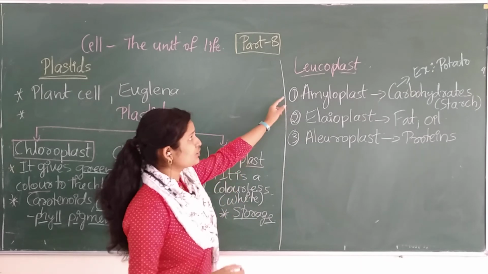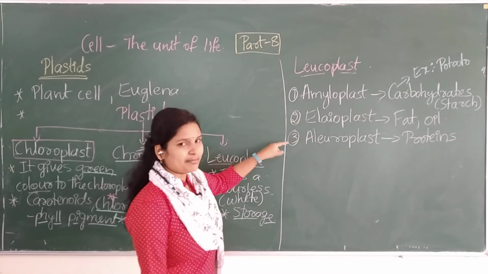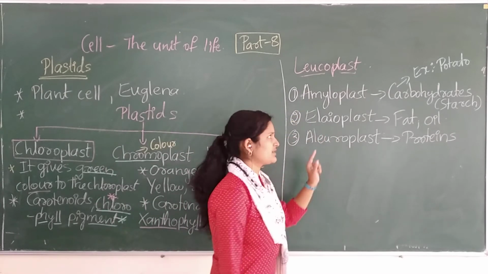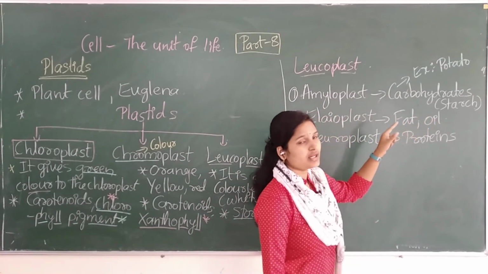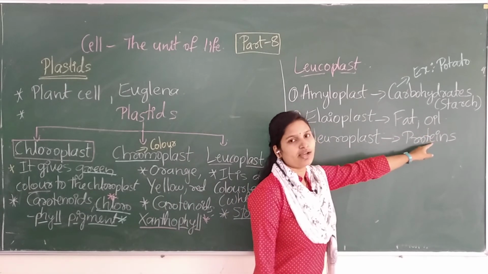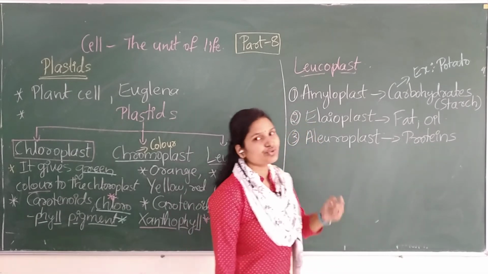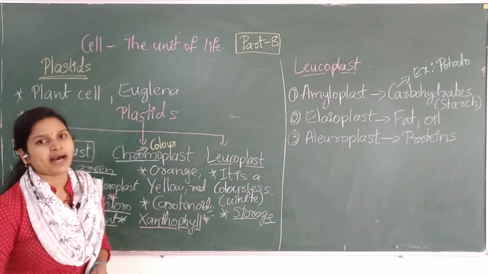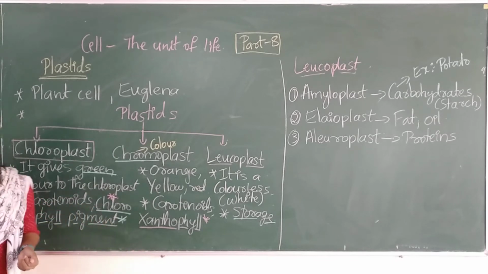Based on the storage, leucoplasts are again divided into three main categories: amyloplast, elaioplast and aleuroplast. Amyloplast stores carbohydrate in the form of starch, elaioplast stores fat and oil, and aleuroplast stores the protein products in the plant part. Understood?